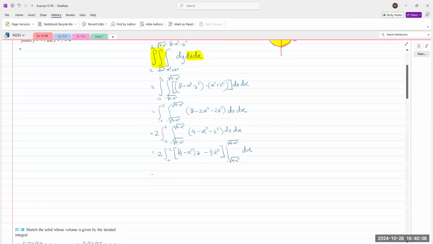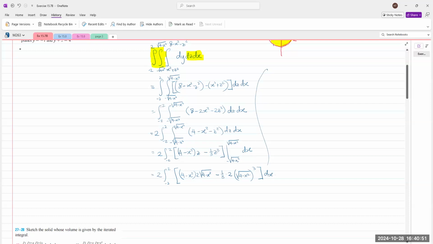Furthermore, when I plug that in, I get 2 times the integral from -2 to 2 of 4 minus x squared times 2 square root of 4 minus x squared. You notice that we can actually utilize the fact that the integrand is an even function on an interval with opposite endpoints, right? We can actually use that. Minus 1/3 times 2 the cube of square root of 4 minus x squared dx.